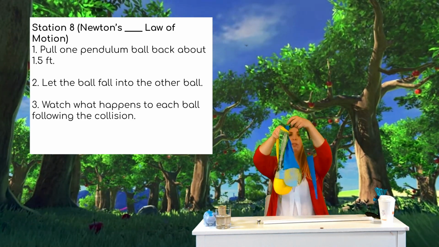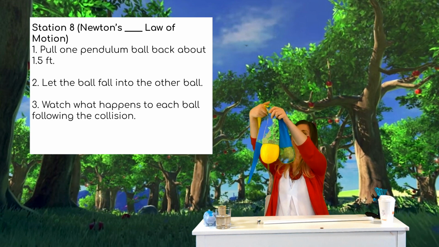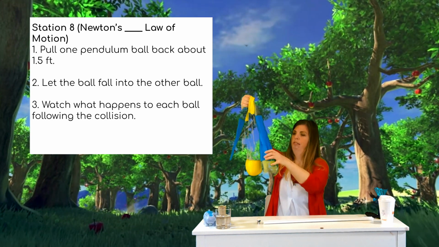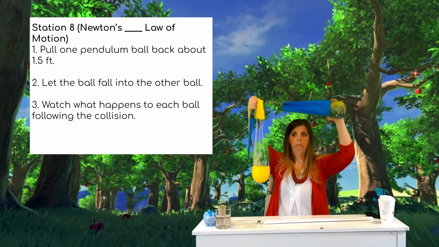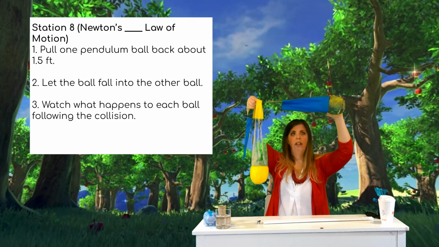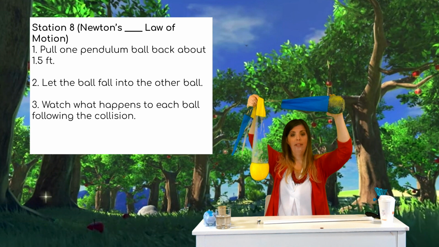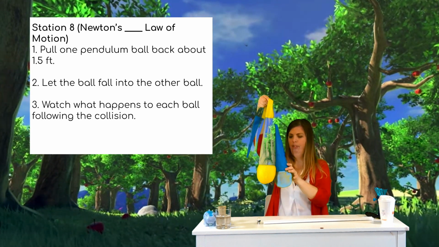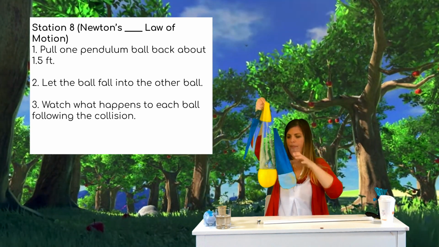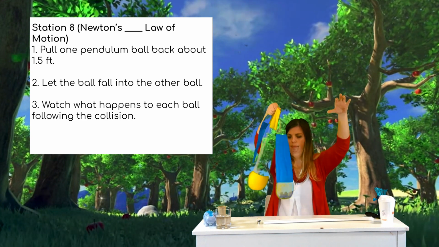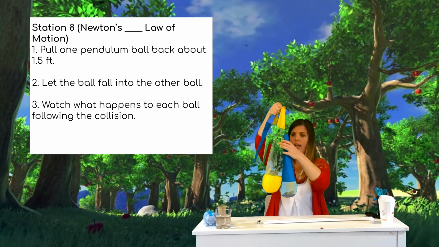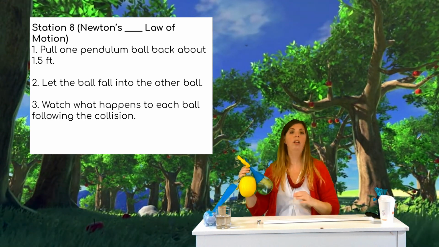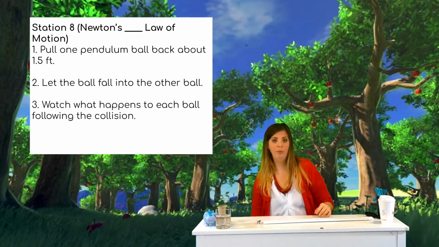Here we have 2 of the pendulum balls. We're going to let one stay stationary, and we're going to, again, about probably 1.5 feet up, release it and see what happens. Let's do that again. Okay, go ahead and tell me what law that station applies to.